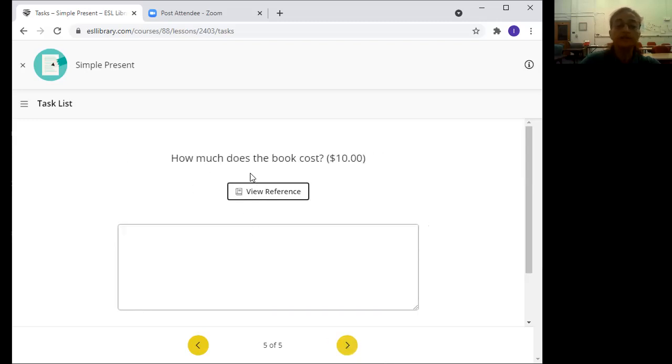How much does the book cost? The book is your subject and it's a third person singular subject. It costs $10. We added an S here, third person singular. It costs $10.